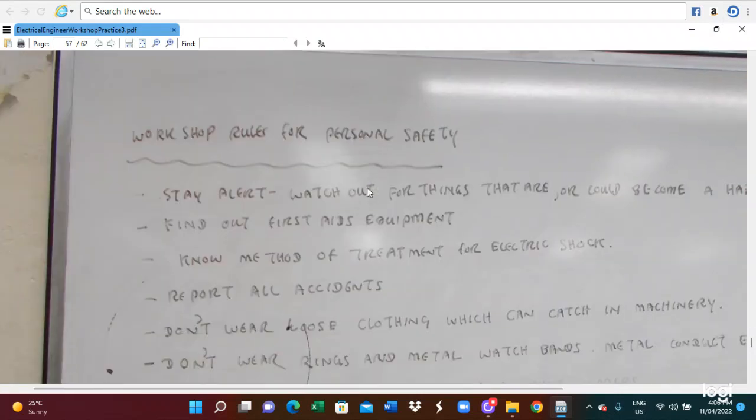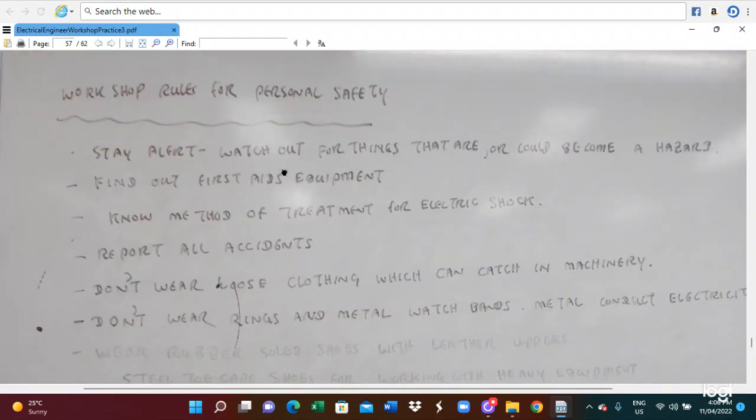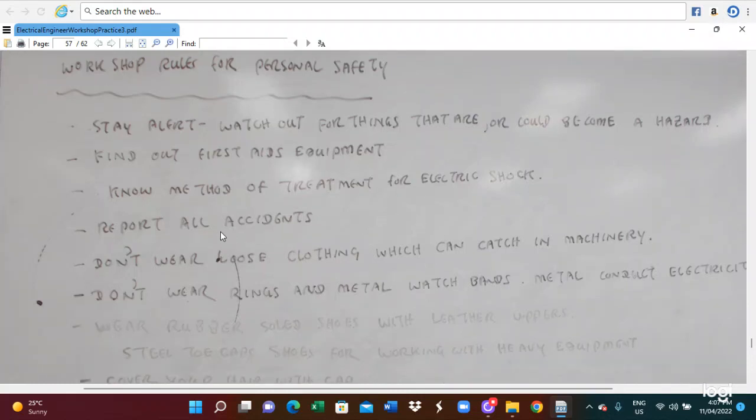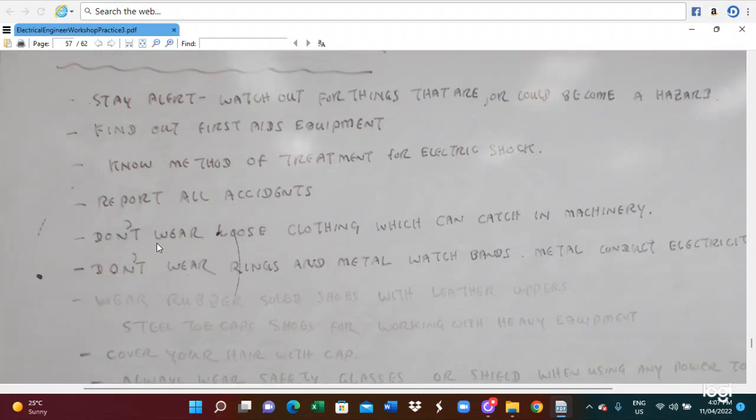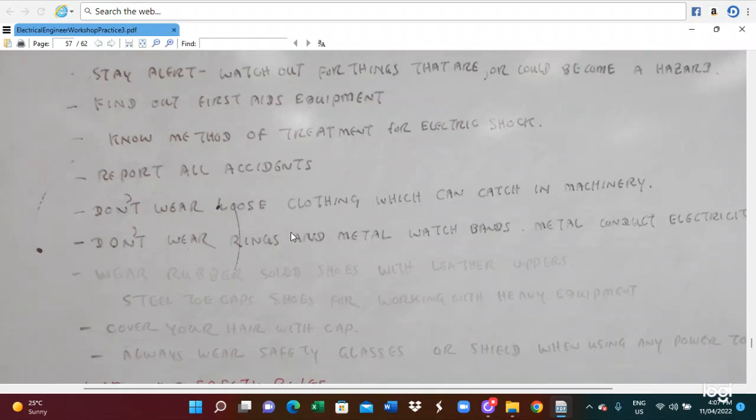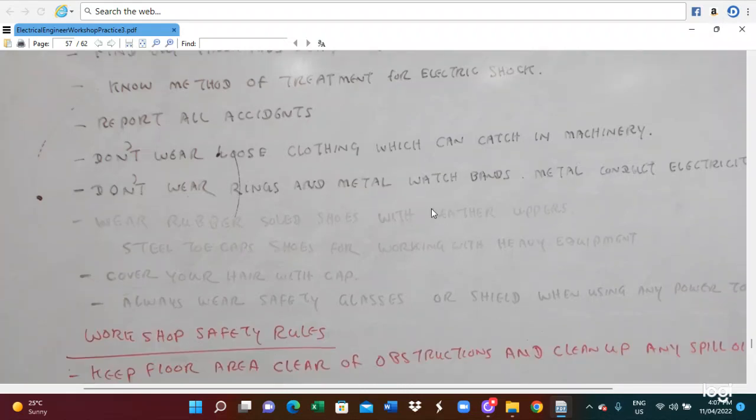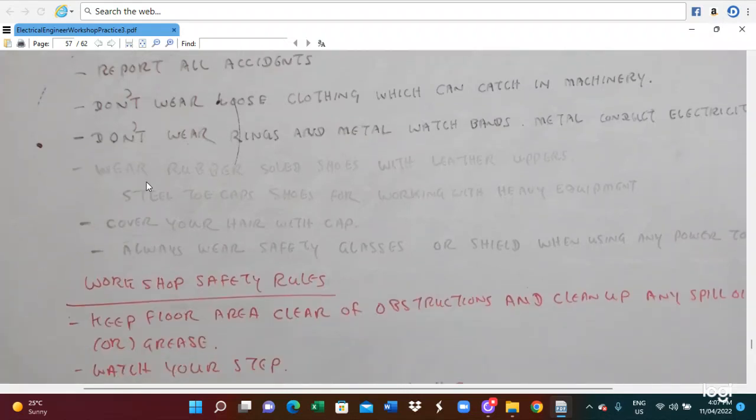So the workshop rules for personal safety. Stay alert. Watch out for things that are or could become hazards. You need to find out the facts about equipment. You have to know the methods or treatment for electric shock, report all accidents, and do not wear loose clothing which can catch in machinery. Do not wear rings or a metal watch. This is important because they can conduct electricity.